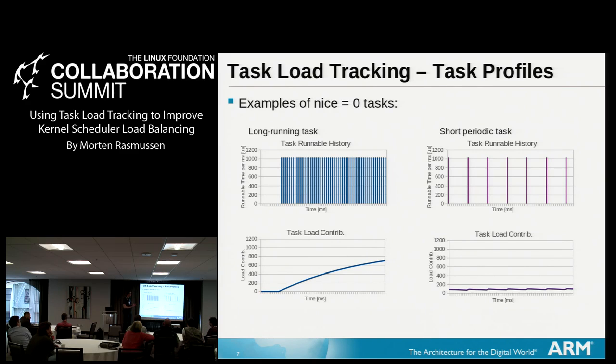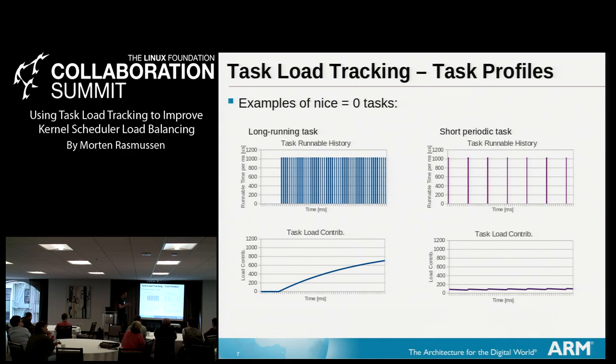On the right, we have a short periodic task. This one only wakes up every 10 milliseconds and executes for 1 millisecond. And that means that we'll only add something to the track load every 10 milliseconds, and then for 9 milliseconds, the track load will slowly decay again. So we have this sort of very faint ripple on the load contribution.